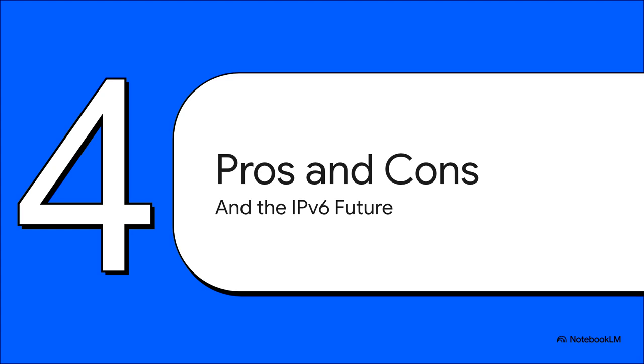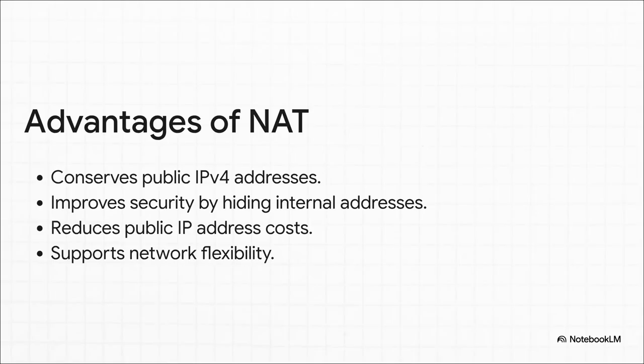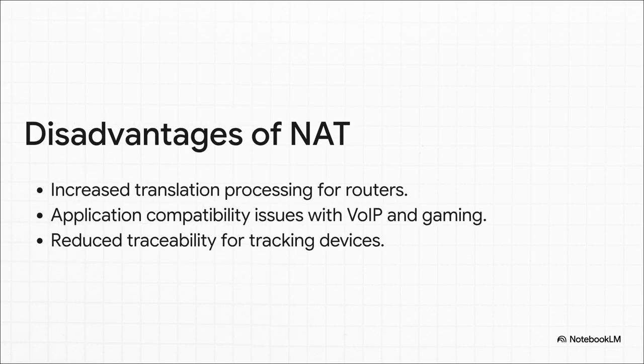Like any piece of technology, NAT comes with its own set of trade-offs. The upsides here are just massive. First and foremost, NAT single-handedly conserved our incredibly limited supply of IPv4 addresses. It also provides a really fantastic inherent layer of security. Because your internal IPs are completely hidden, malicious actors on the internet can't easily initiate a direct connection to your personal laptop. Plus, it reduces costs for organizations since they only need to buy a few public IPs instead of thousands, and it gives them the flexibility to change their internal network setups without breaking their connection to the outside world.